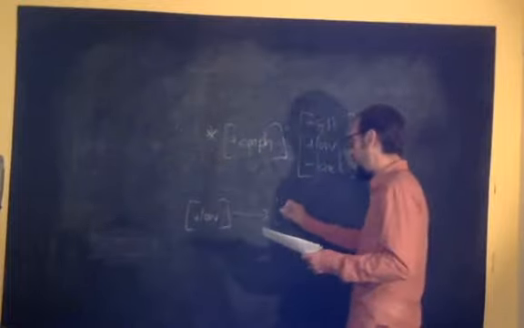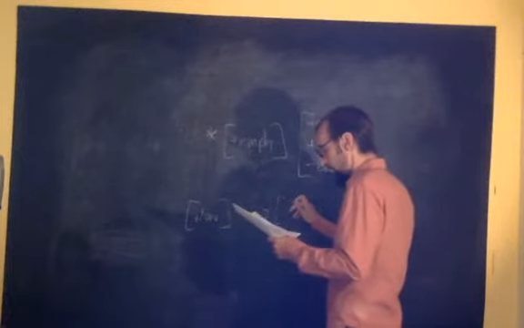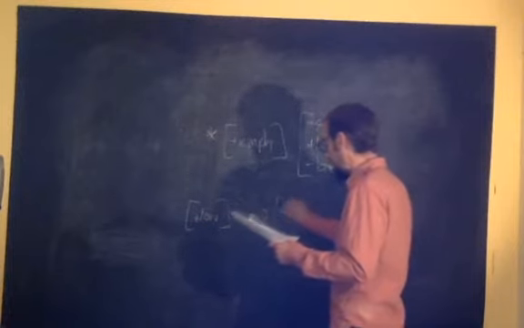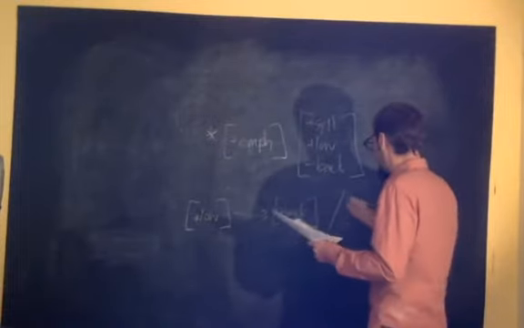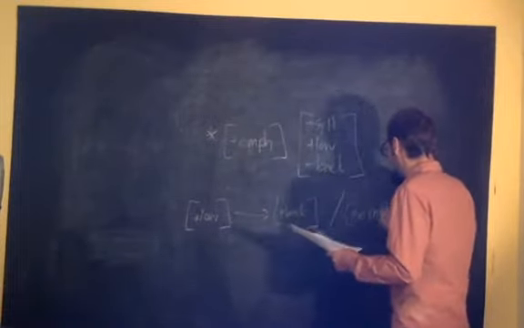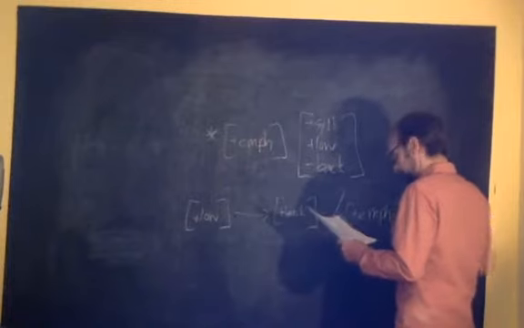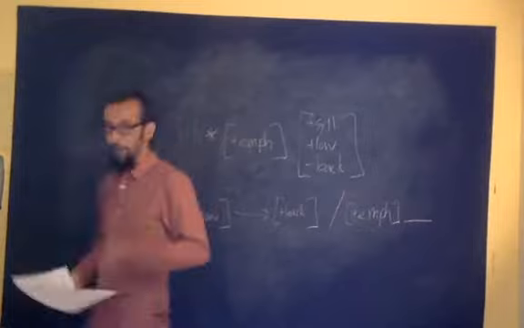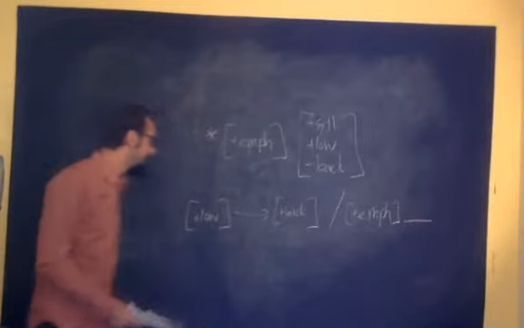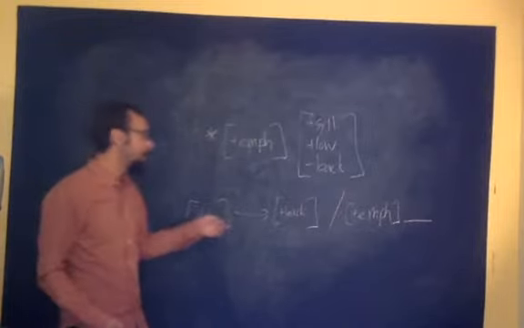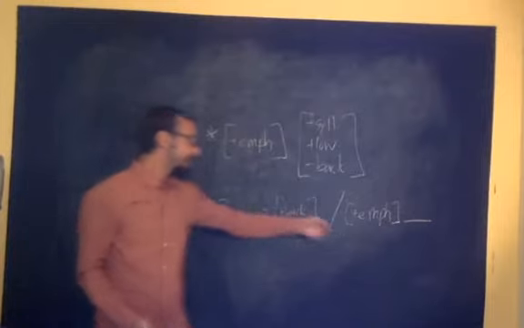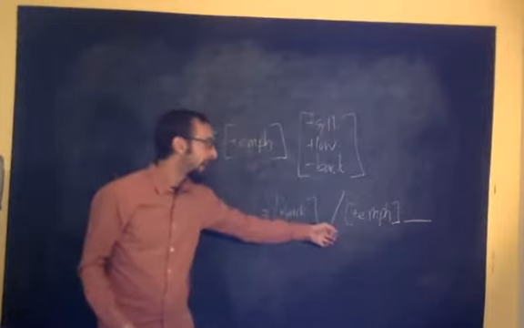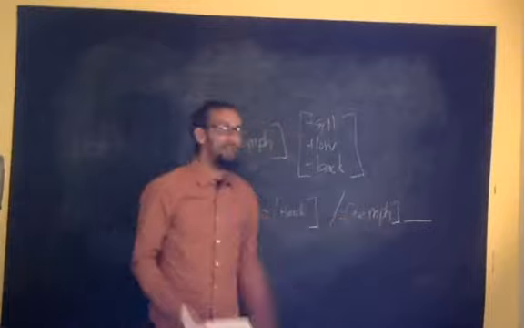Sorry, that's an arrow. You can see this in the handout in any case. Okay, well, what does this one say? It says plus low becomes plus back in the context of a preceding emphatic consonant.